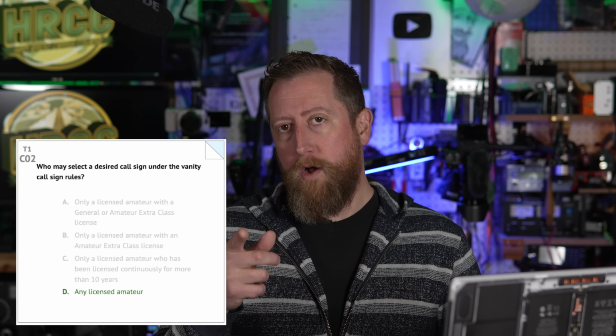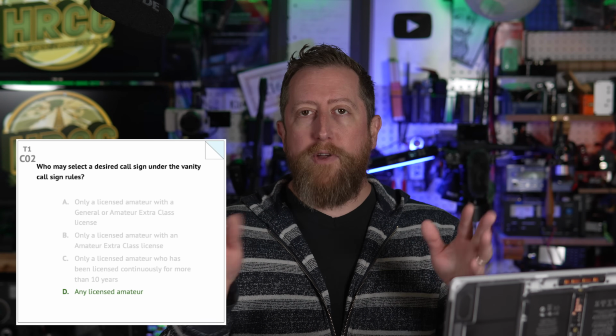Question Charlie 02. Who may select a desired call sign under the vanity call sign rules? The answer is any licensed amateur, but as you progress into general and extra, you get access to ever-shortening call signs. So your abbreviations become what we call a 1x2 in the case of an extra, meaning you have a letter, a number, and then 2 letters, or a 2x1. 2 letters, 1 number, and then 1 letter after that, 2x1. And those vary. But technicians, if you want a vanity call sign, you can do that. No big deal. Just not going to be the small ones.